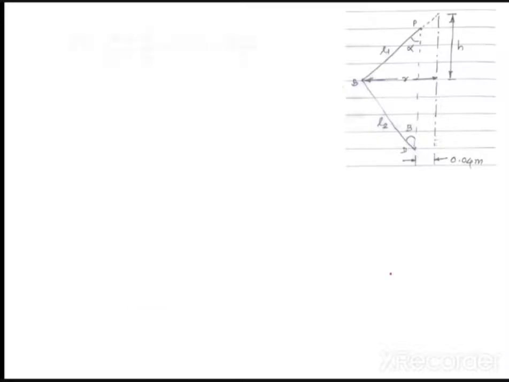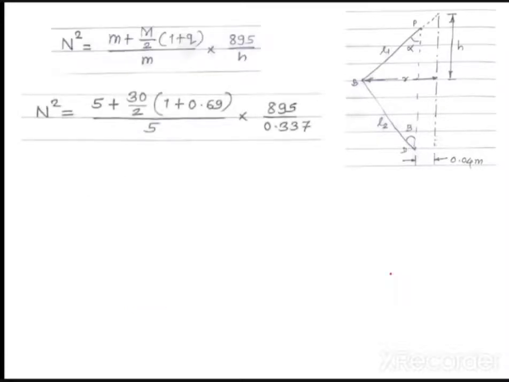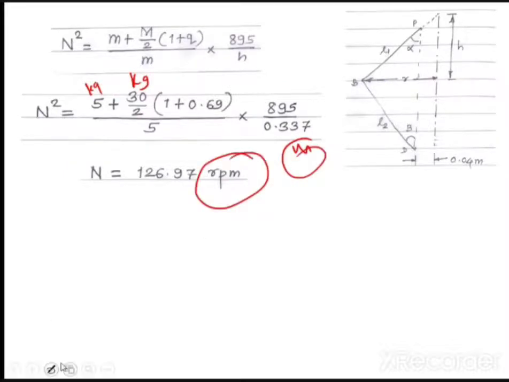Okay, chalo fast. Next, now use the formula: L square is equal to small m plus capital M by 2, times 1 plus q, and put everything. Very important, if you are not understanding this: m should be in kg, and this capital M is in kg. 1 plus q is a dimensionless quantity, 825, and h should be in meters. So you will get the answer. So n is equal to 126.97 rpm. Is it clear?